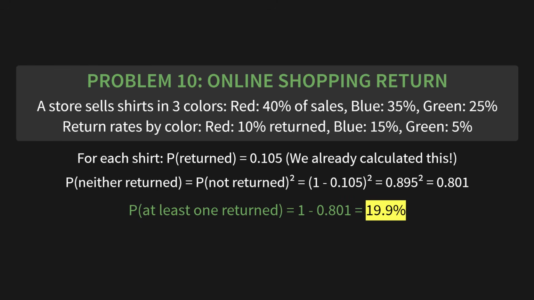So flip that around. If there's an 80% chance of no returns, there's a 20% chance of at least one return. Do you see what just happened? We used the law of total probability, then Bayes' rule, then independence and the complement rule, all in one real-world problem. This is exactly how probability works in practice. Different concepts working together like instruments in an orchestra.